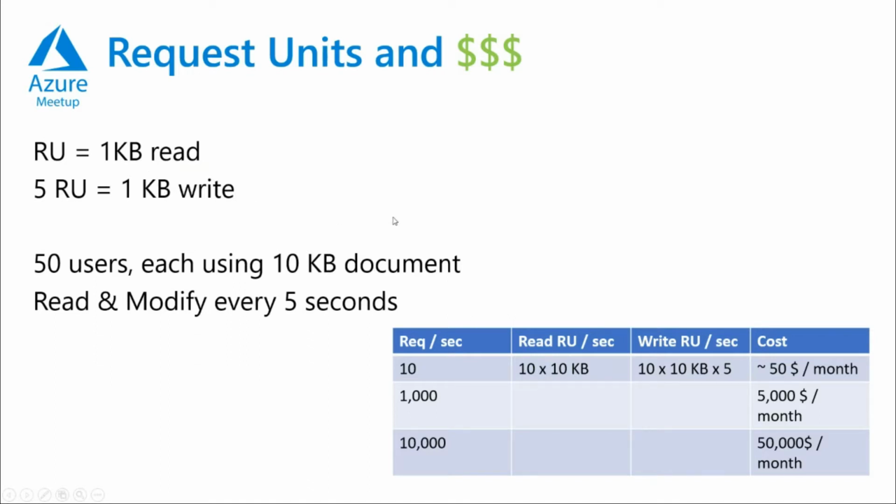Now, consider this scenario. You have 50 users, each of them is using a 10 kilobyte document. Maybe it's a social media post, maybe something like that. And they read them only every 5 seconds. Here, the cost that you will have for that: 10 requests per second, 50 a month, 5,000 a month, 50,000 a month.